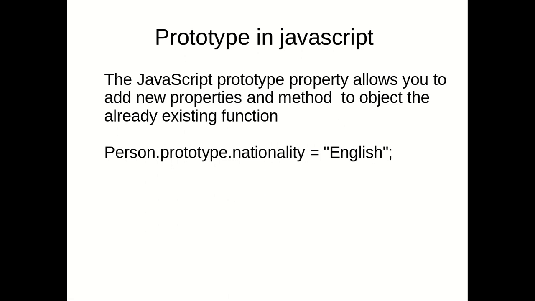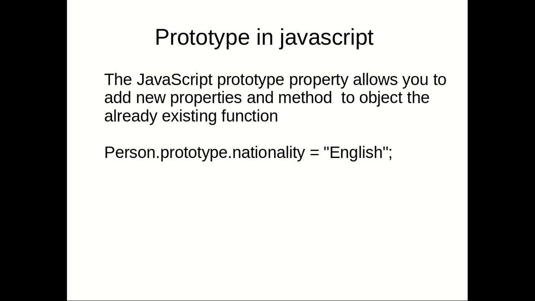So what are they? Actually, the prototype is a kind of property in JavaScript, and it allows you to add new properties or new functions to your existing functions. Let's say you have a function which has only three properties. The first property is your name, the second is your father's name, and the third is your state name.